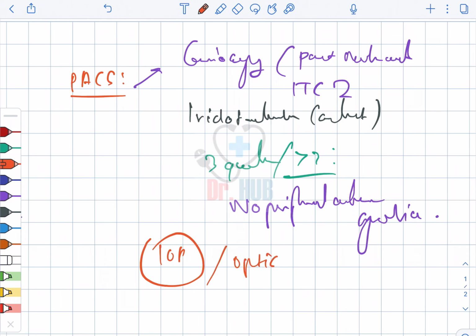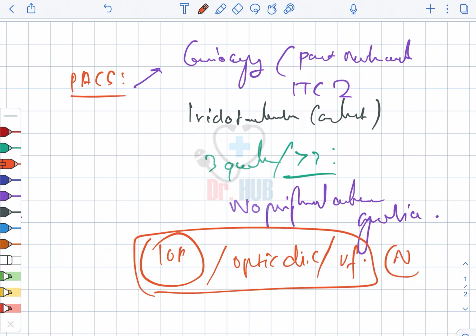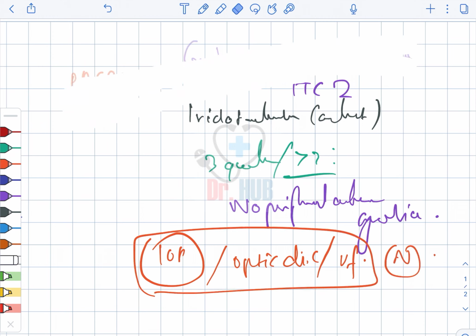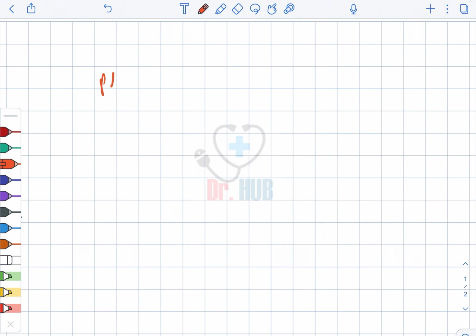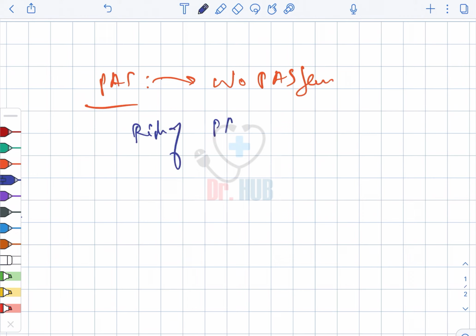Next, if we look at the intraocular pressure, the optic disc as well as the visual field, all are normal. In case of PAS, there is no PAS seen. Then looking at the risk of PACG, the risk at 5 years is about 30 to 40%.